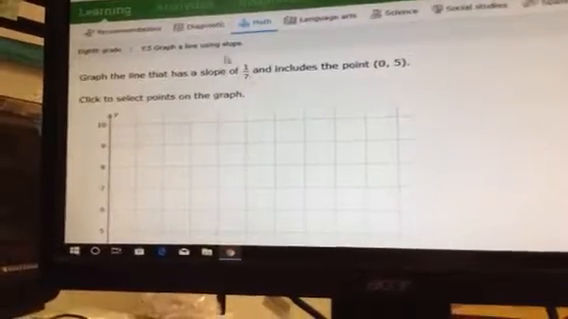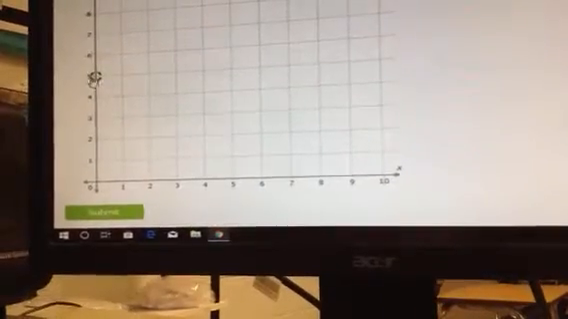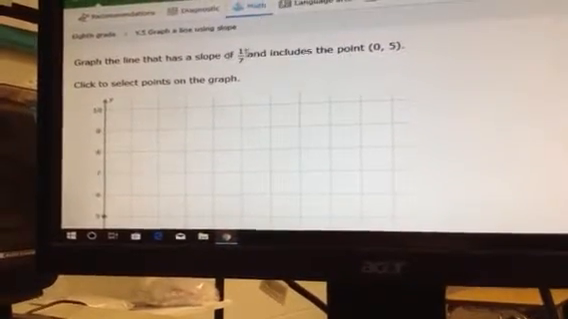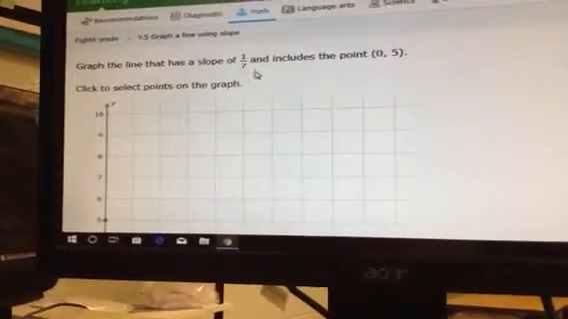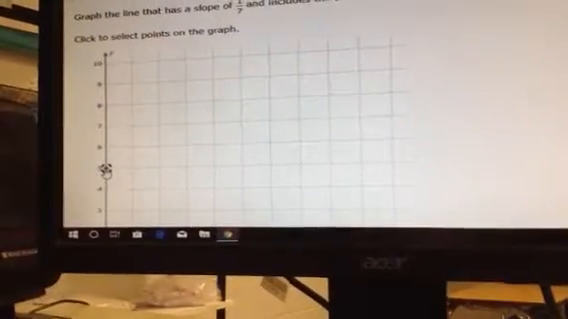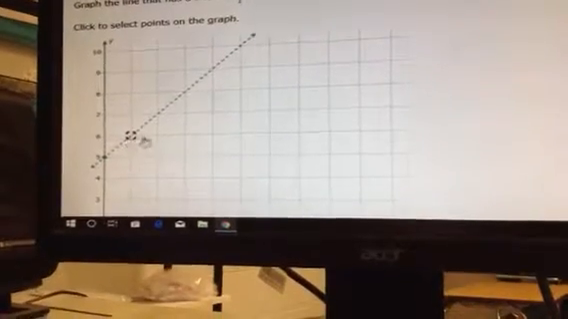Okay, so this is the first one that actually has a fraction for my slope. I'm going to plot that point, 0, 5. And then I look at my slope. The top number is always rise. The bottom number is always the run. So from that point, it's telling me to rise 1 and run 7.